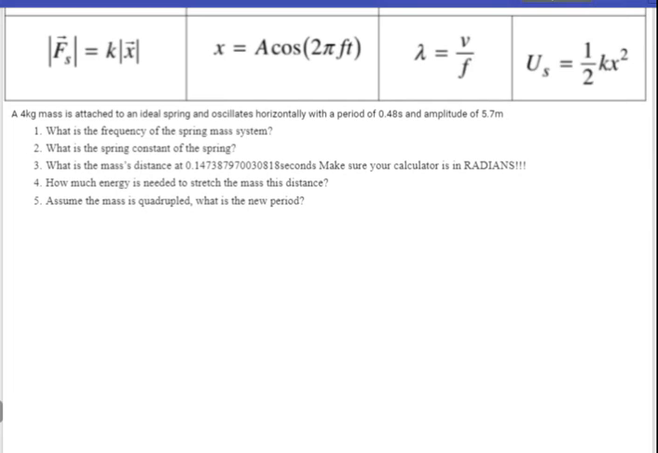Alrighty guys, let's go ahead and get started with this first problem. It says a 4 kilogram mass is attached to an ideal spring and oscillates horizontally with a period of 0.48 seconds and has an amplitude of 5.7 meters. First question says, what is the frequency of the spring mass system?